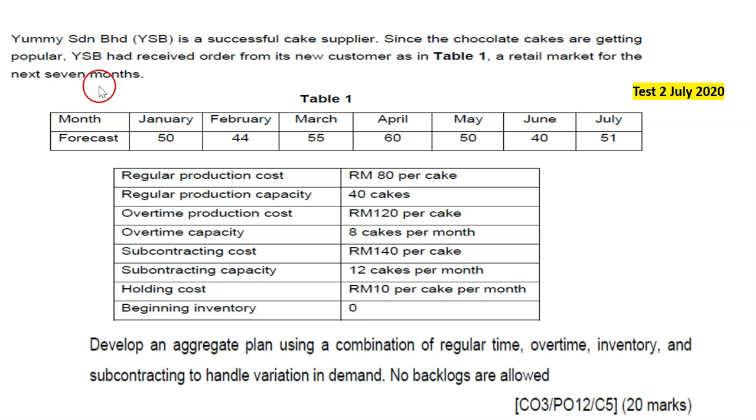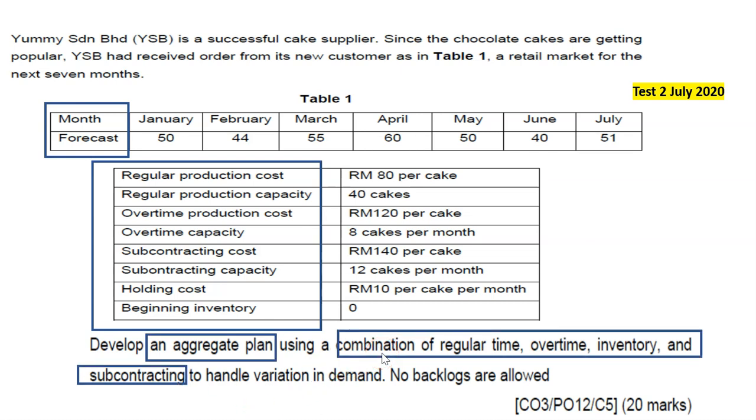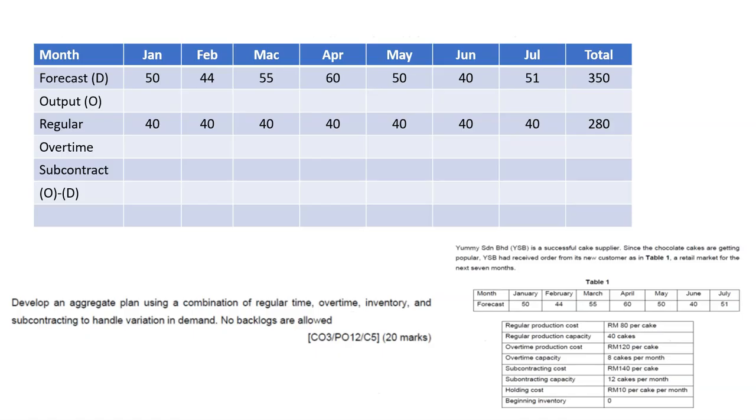We know that this is aggregate planning when we have the forecast, we have the month, and also the information on the regular production, cost, overtime, and subcon. For this question, they need us to develop an aggregate plan using a combination of regular, overtime, inventory, and subcon. Remember that one of the constraints is that no backlog is allowed. Backlog means no debt on the demand.